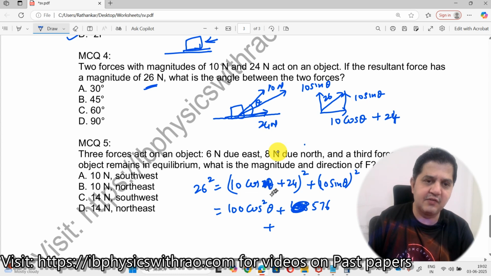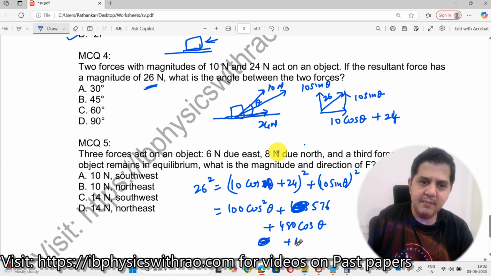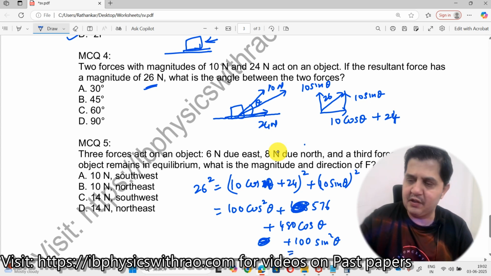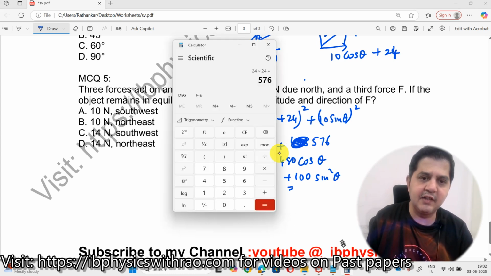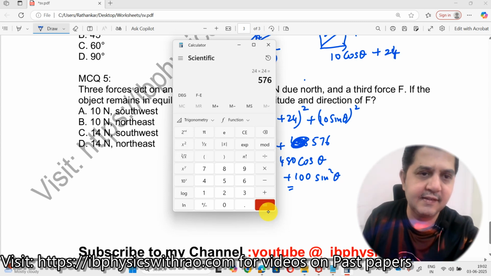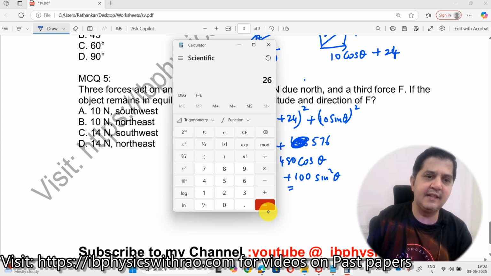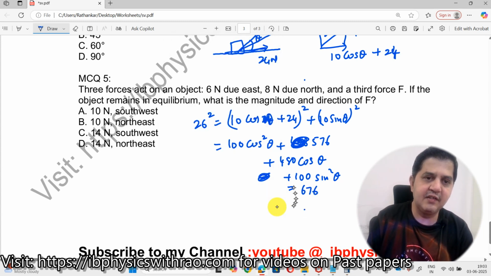Okay, plus, (a plus b) whole square is a square plus b square plus 2ab, and this should be 2 into 24, 48, 48 into 10 is 480, plus 480 cos theta. Sorry, there's one more. I'm sorry, I missed this one here: plus (10 sin theta) whole square, which is 100 sin square theta. This should now be equal to 26 square. What is 26 square? Let us find that also. 26 into 26 is equal to 676.